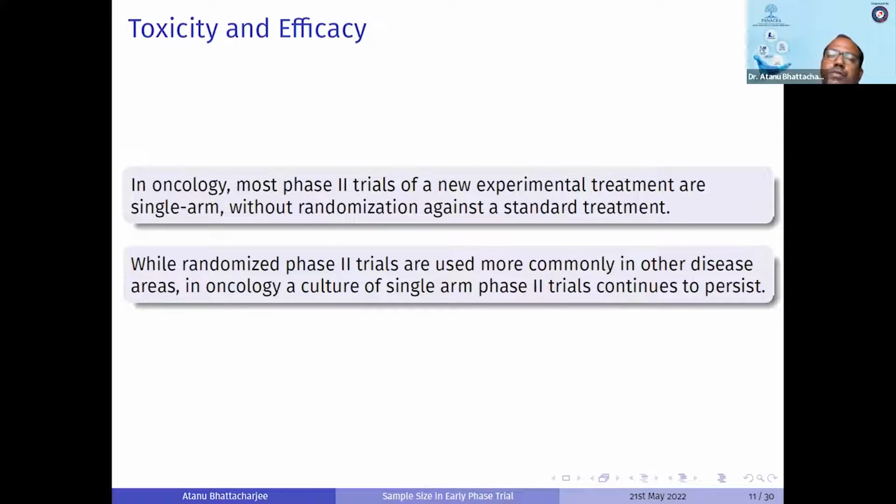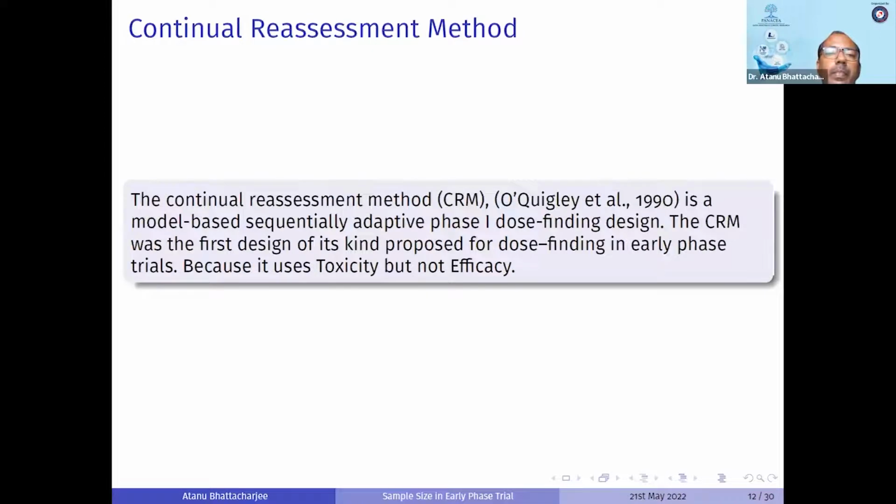In oncology, most phase 2 trials of new experimental treatments are single arm, without randomization against a standard arm. While randomized phase 2 trials are used more commonly in other disease areas, in oncology the culture of the single arm phase 2 trial continues to persist. That is the reality, but it's not that we don't do any phase 2 trials in oncology with double regimens or 2 arms. It happens, but mostly it's the single arm study.